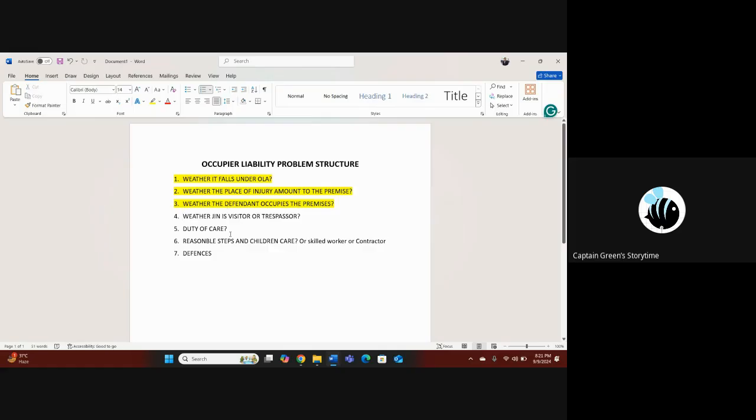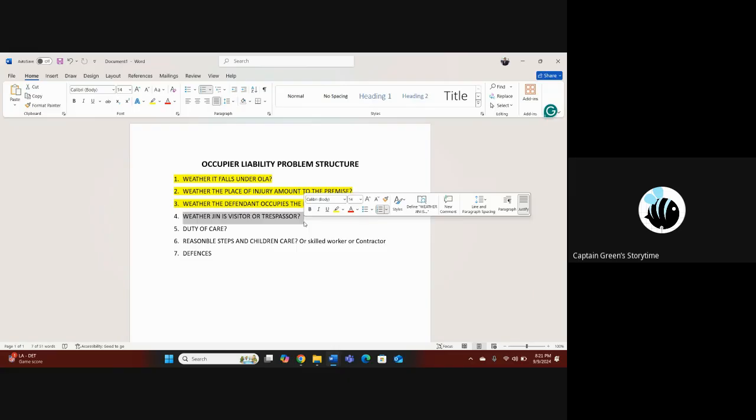Now, all these steps are a type of step 1. I have divided it into 3. Second, the condition of the problem starts here. You have to divide the problem into 2 parts. You have to check whether the person who has been injured is a trespasser or a visitor.